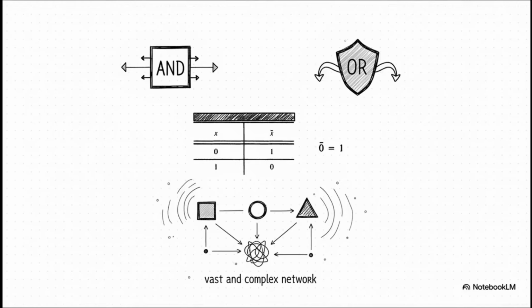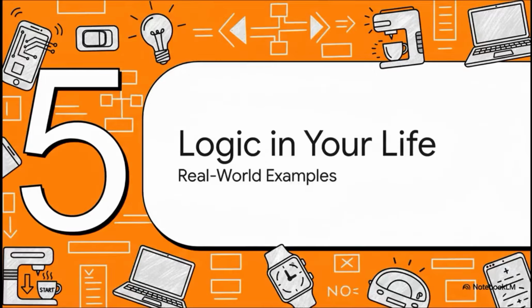Done. But now, here's the really mind-blowing part. By combining just these 3 simple rules, AND, OR, and NOT, in huge, complex networks, computers can do any calculation you can imagine. We're talking everything from simple math to rendering a massive photorealistic video game. Every single one of those actions is just a long chain of these tiny little decisions. Okay, I know this might all seem a little abstract and technical, but the truth is you interact with the results of these logic gates every single day, probably without even realizing it.